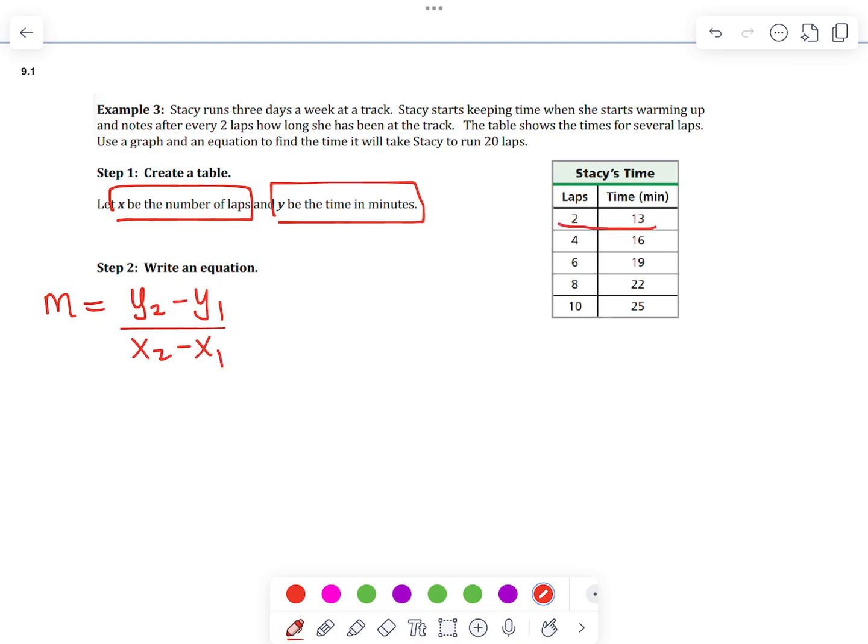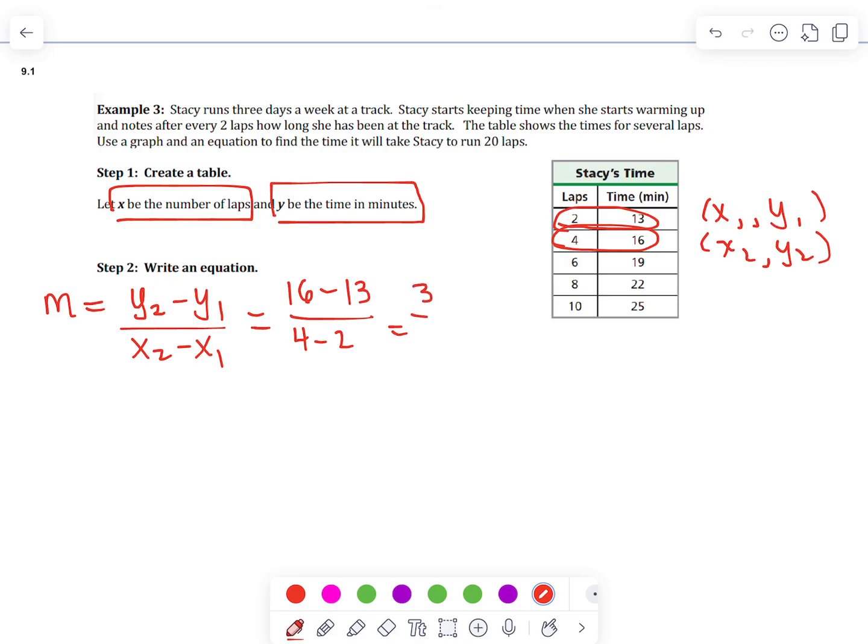I'm going to have this be my first ordered pair, x sub 1, y sub 1, and I'll have this be my second ordered pair, x sub 2, y sub 2. We're going to find that slope. We substitute the ordered pairs in, and we get 16 minus 13 divided by 4 minus 2. We simplify the numerator, 3, and the denominator, 2. So we know the slope is 3/2.